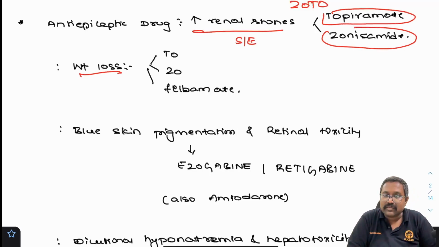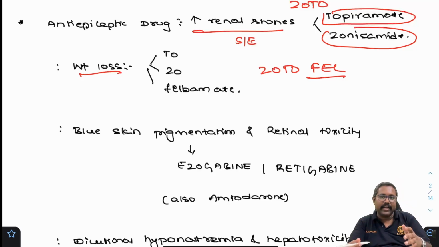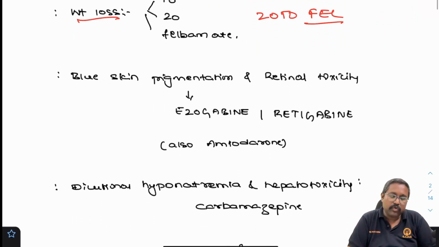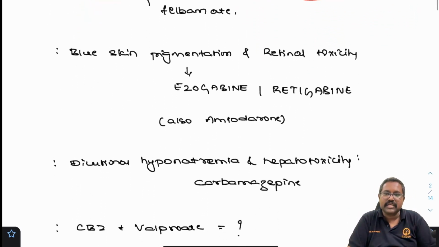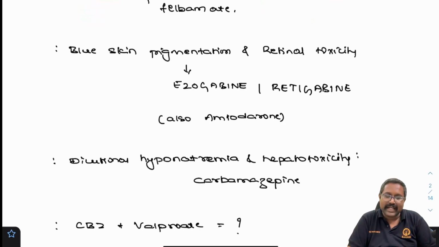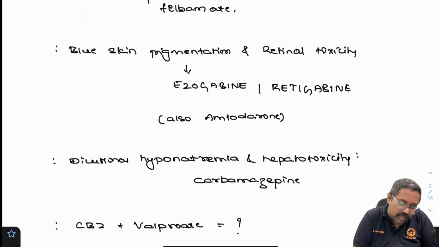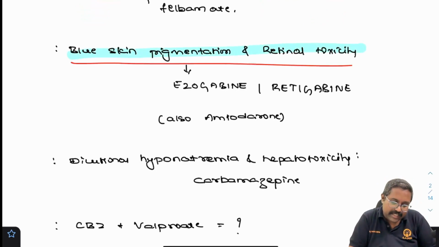We have three drugs. One is felbamate, which you remember because he was very thin. Then we have blue skin pigmentation. The anti-epileptics which can cause blue skin pigmentation as well as retinal toxicity are ezogabine and retigabine.